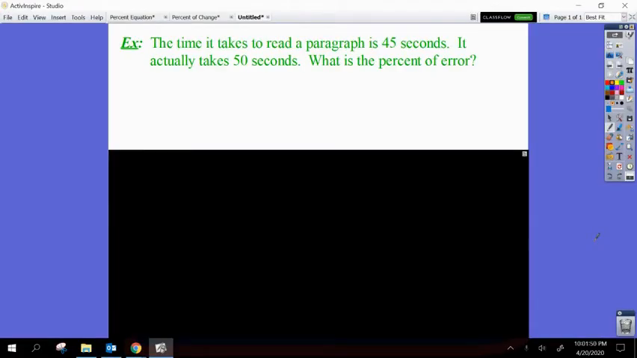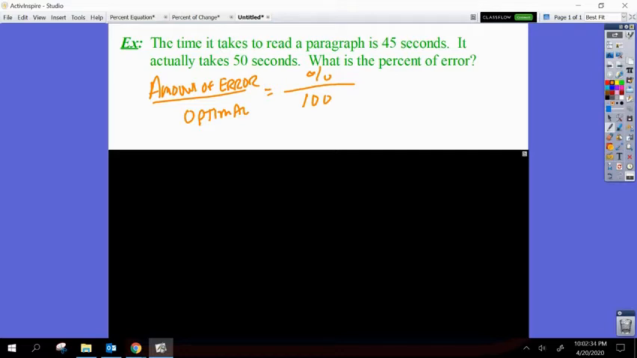Percent of error is very similar to percent of change, except instead of the amount of change, we're calculating how much it's off from what it's supposed to be. So the change is similar, except it's the error. It's still calculating a difference from what it was supposed to be to what it actually is. We see percent of error is the amount of error, so like how far off it is, all over the original or what it's supposed to be, so optimal, equals percent over 100.